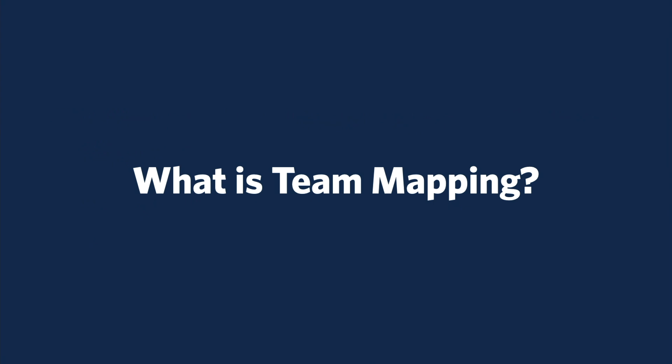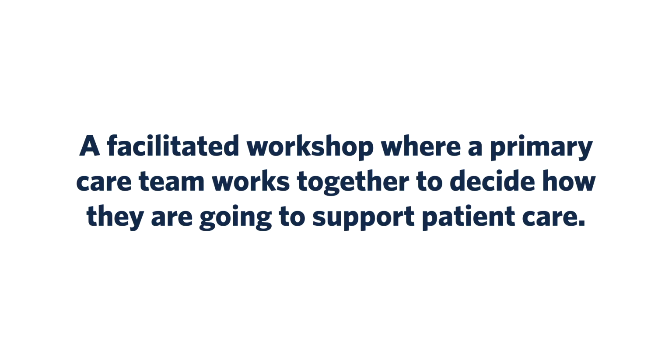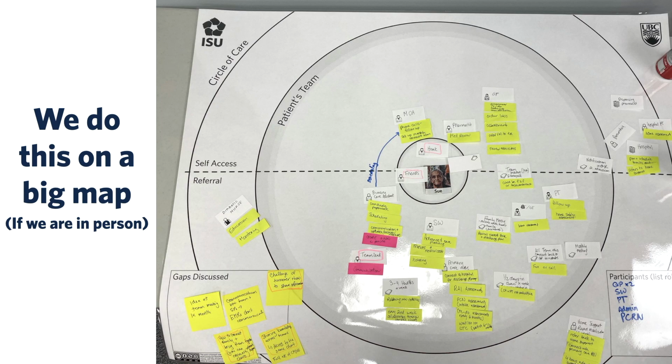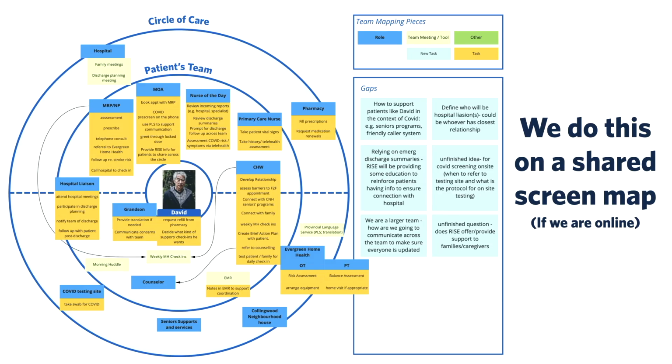So what is team mapping? Let's start there. It's a facilitated workshop for a primary care team where the team works together to decide how they want to support patient care going forward. So they're working together on how they want to work together. We map it onto a big map. The patient is in the center and Post-it notes fly everywhere when we're doing it in person. When we're doing it virtually, which we've been doing a lot more in this last year, we do it on a shared screen. Post-it notes fly around as well, but it's a little more controlled and it's easier to read.